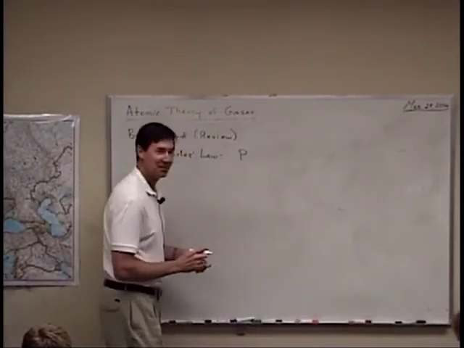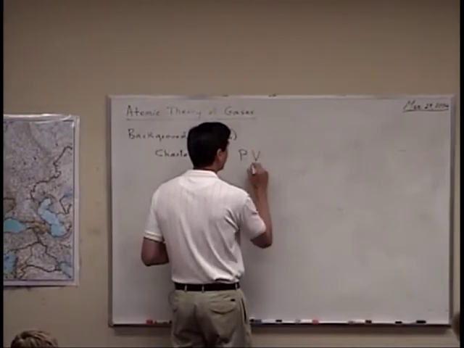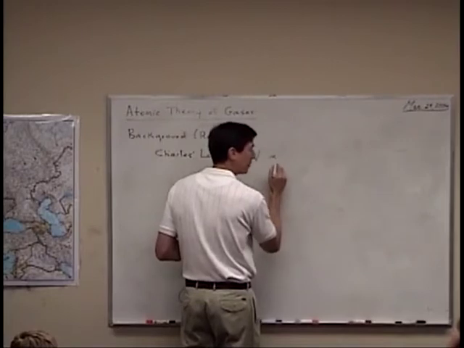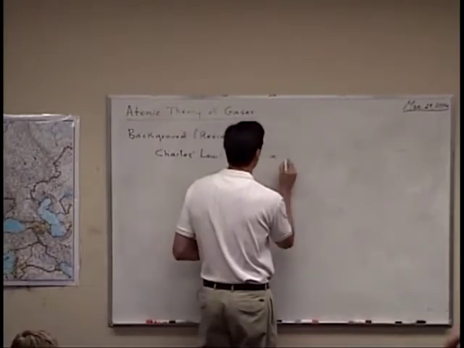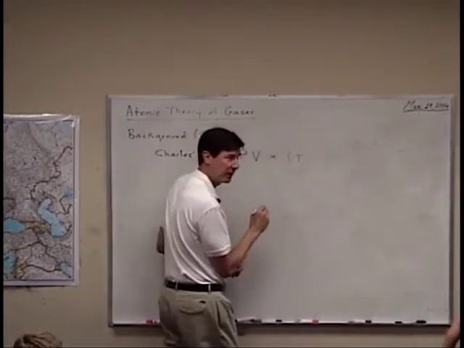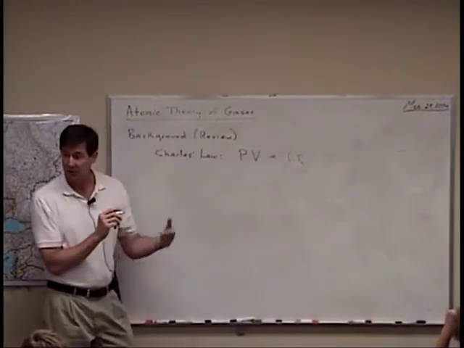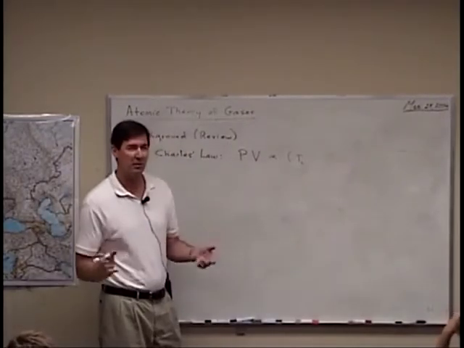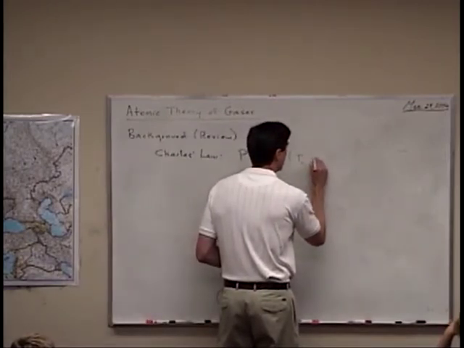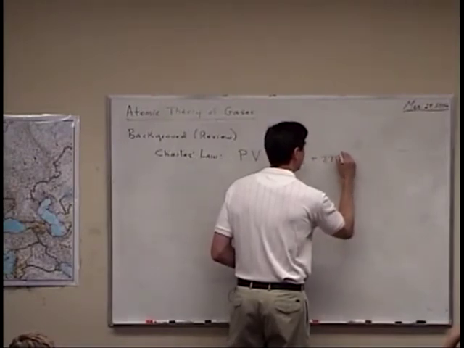So first, let's start with what Charles knew. The pressure times the volume of the gas is proportional to, well, what Charles actually found was the temperature in Celsius, the Celsius scale, where room temperature is about 20 degrees, plus 273.